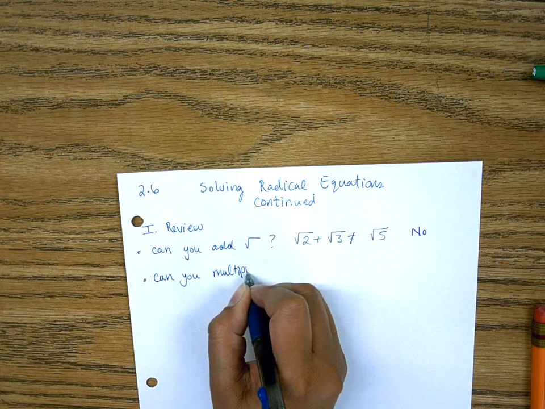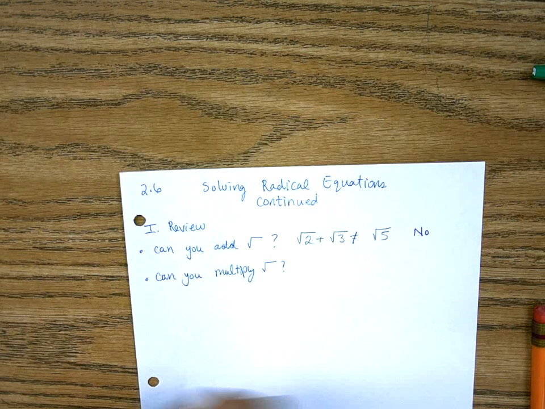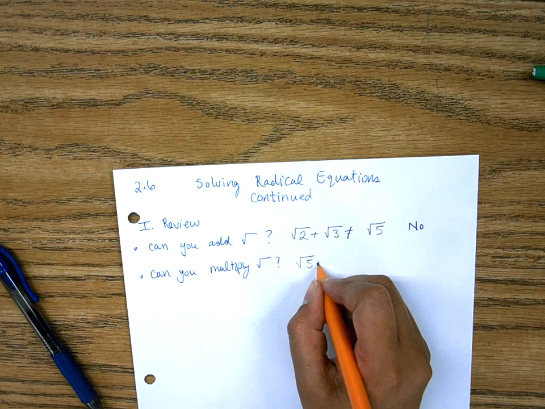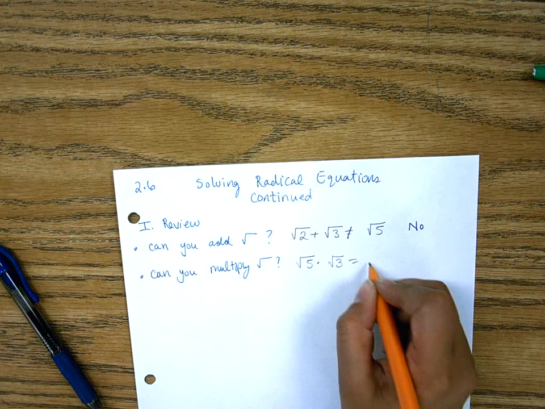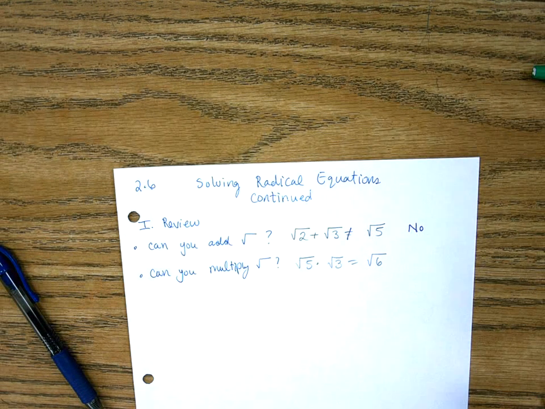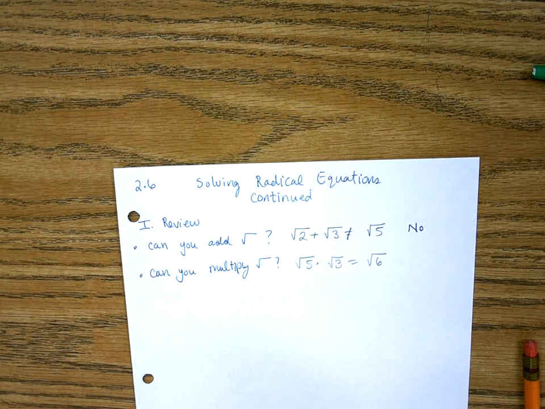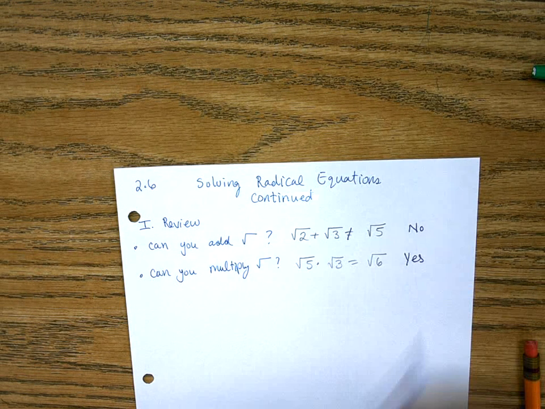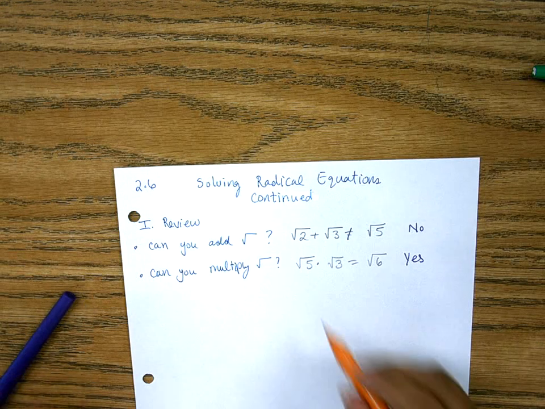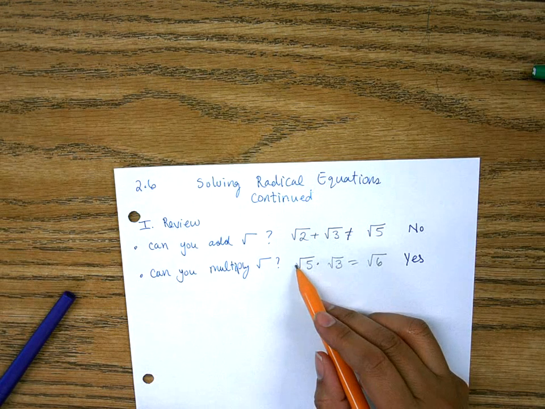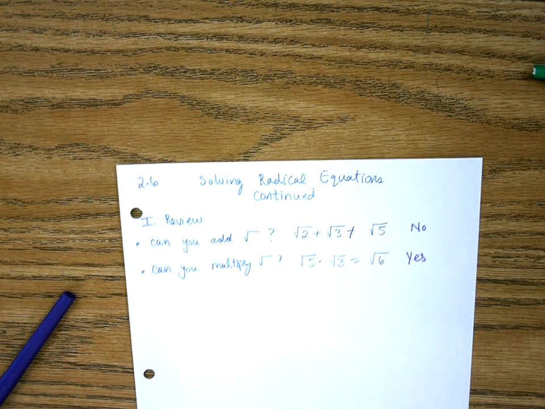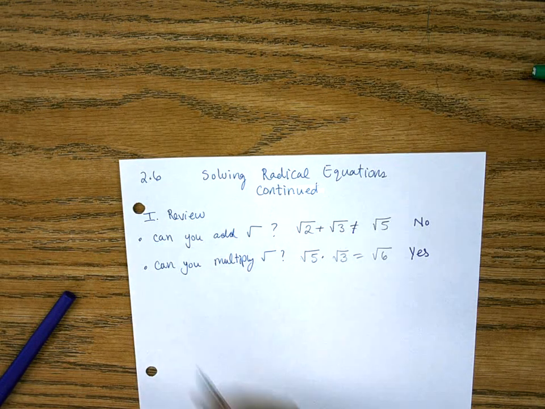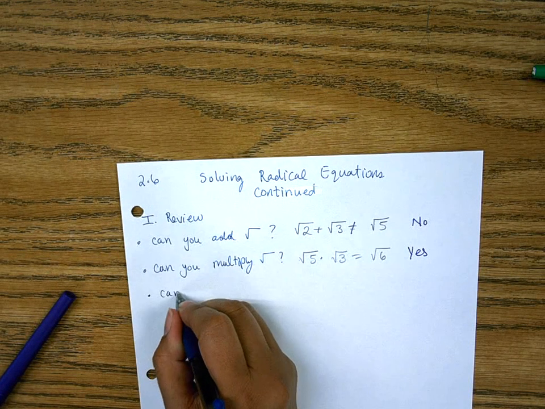Okay, can you multiply radicals? For example, can you do root 5 times root 3 and call that root 6? Yes, yes you can. Now they have to both be the same index, for example, square root and square root, or cube root and cube root. You can't work them out if they were not the same.